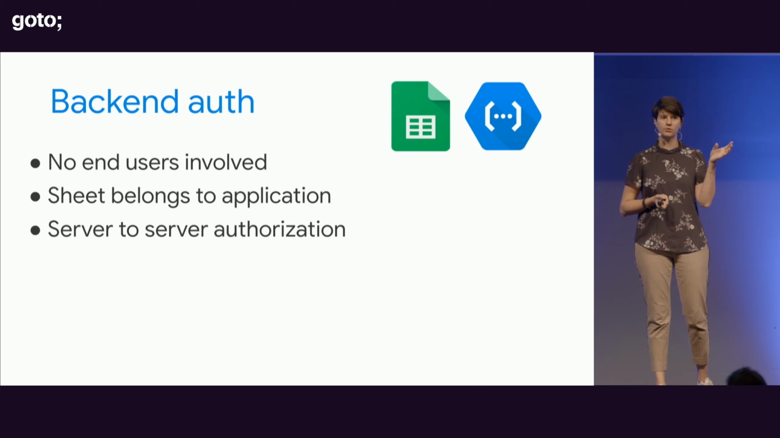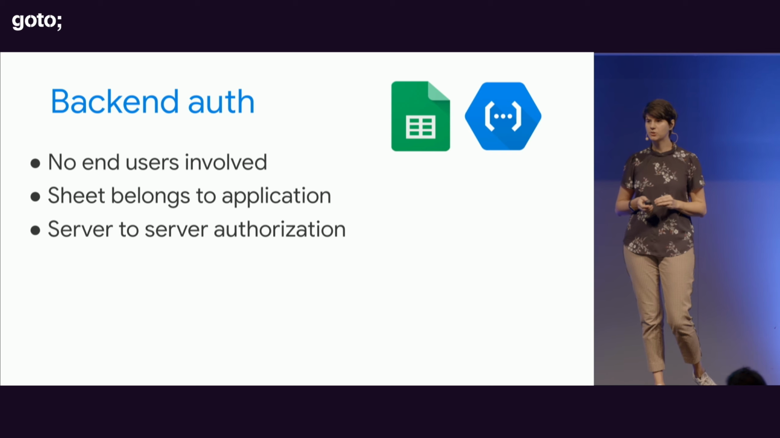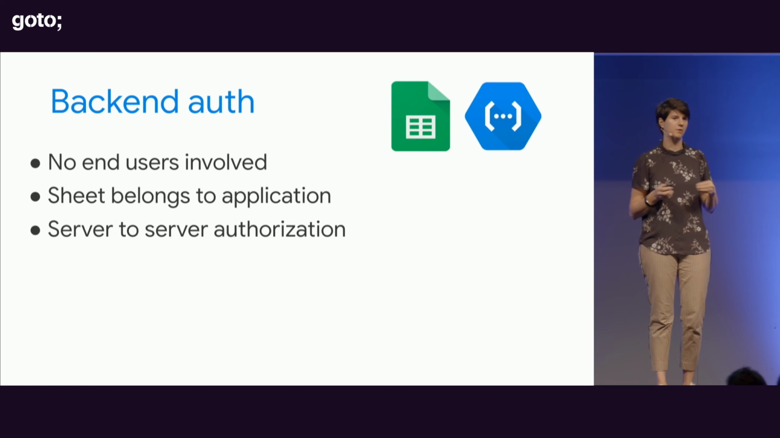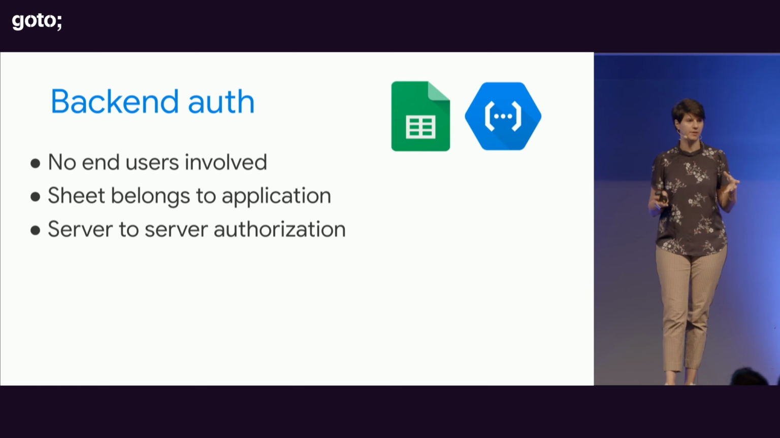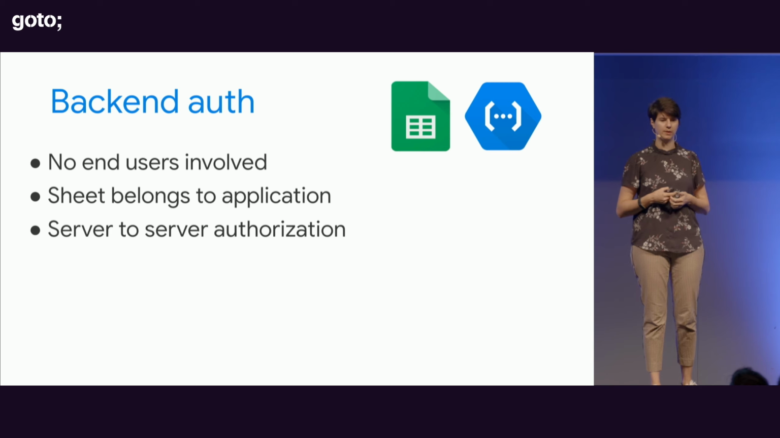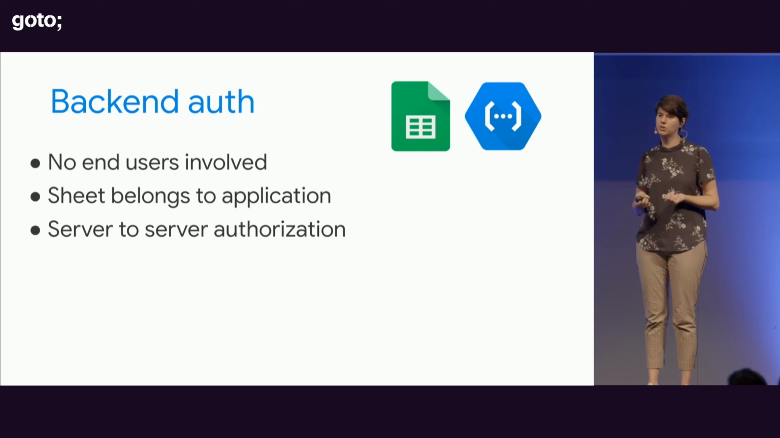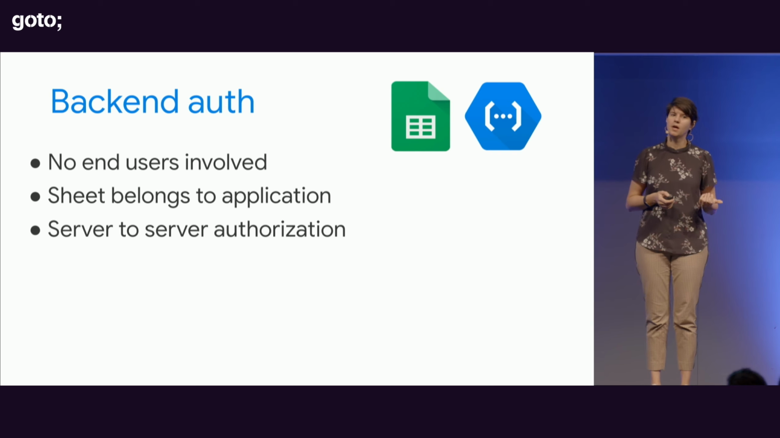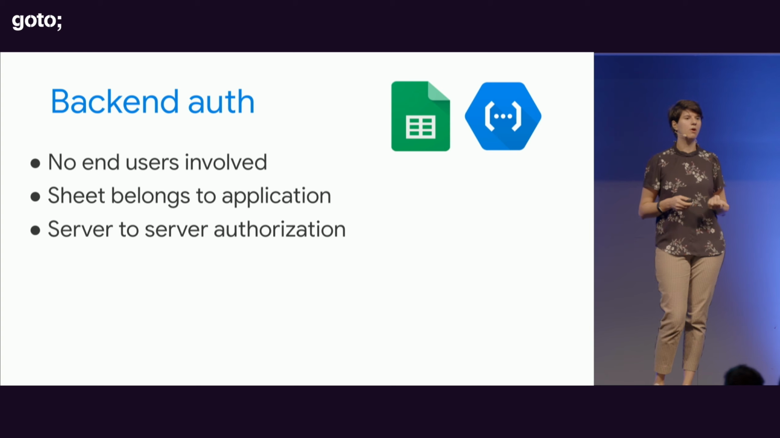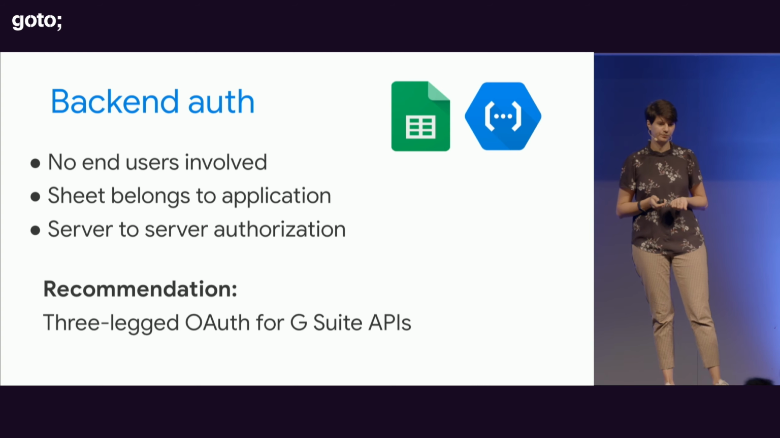Now, how does auth work in the backend? Because when the cloud function is triggered and then wants to write the new data to the spreadsheet, there's no end user involved. It's maybe the cloud scheduler, but it's all happening in a cloud function. So how does this work here? Well, for the backend, we're using server-to-server authorization. And instead of a sheet that belongs to an end user, our spreadsheet resource actually belongs to the application.